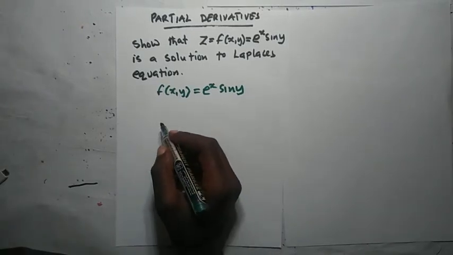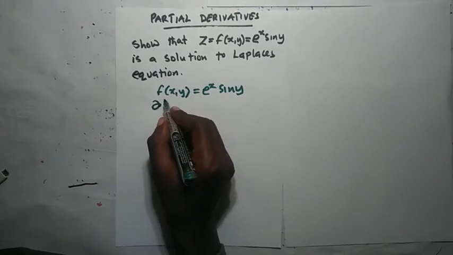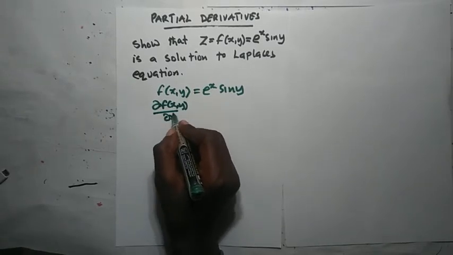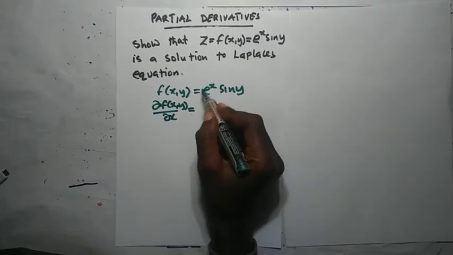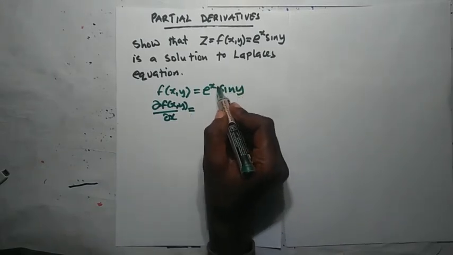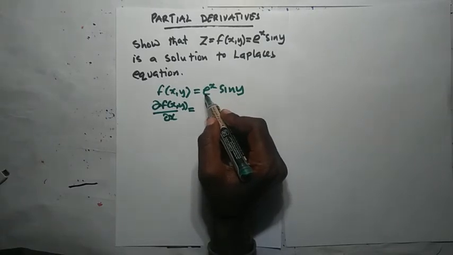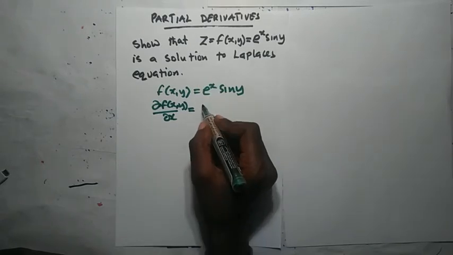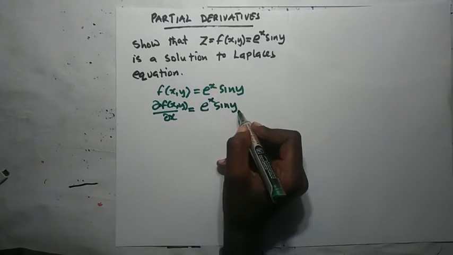So we'll find the first partials, which is the partial derivative of f(x, y) with respect to x. We are finding partials with respect to x, so sine y will be treated as a constant. Now, when you find the derivative of e to the power x, it's this same function here. So this is what we have as the first partial derivative.